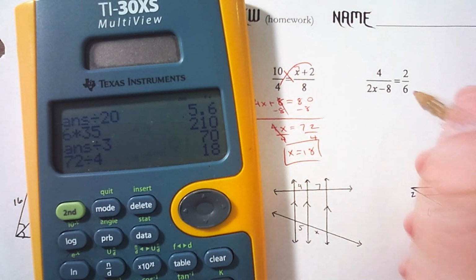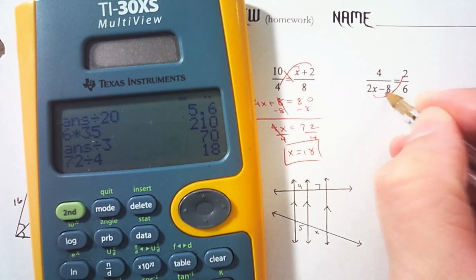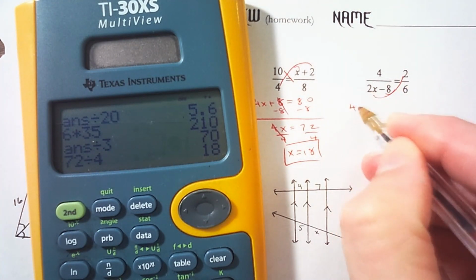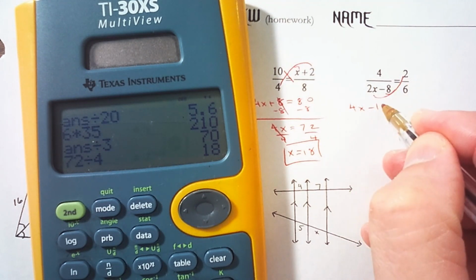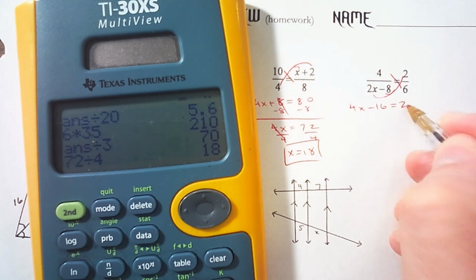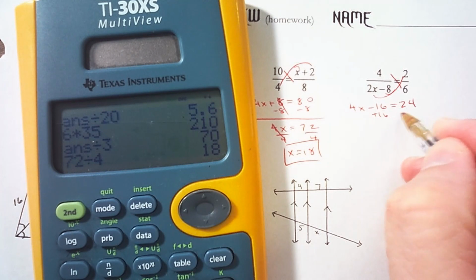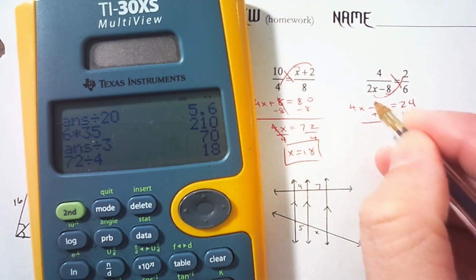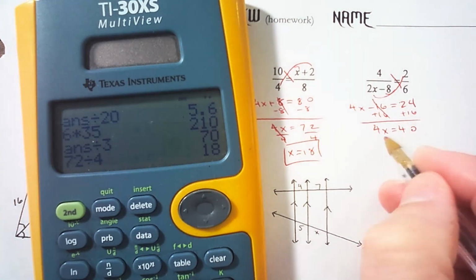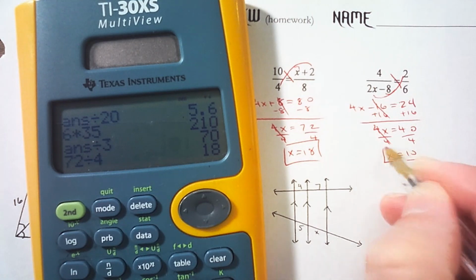And our last one here, we're going to distribute again, so we have 2 times 2x and 2 times negative 8. So 2 times 2x is 4x, 2 times negative 8 is negative 16, and then 6 times 4 is 24. So let's add 16, and 24 plus 16 is 40, so we get 4x equals 40, and divide by 4, x is 10.